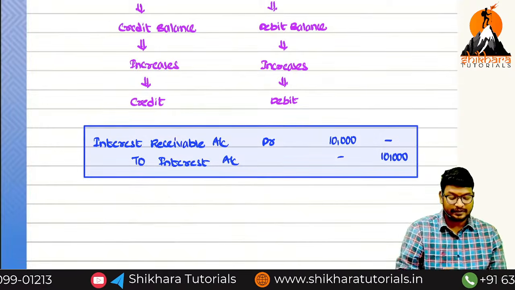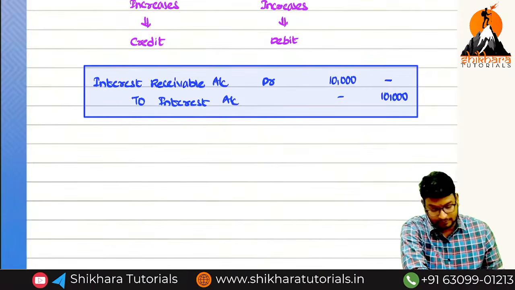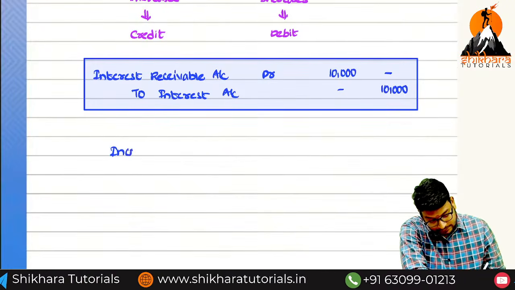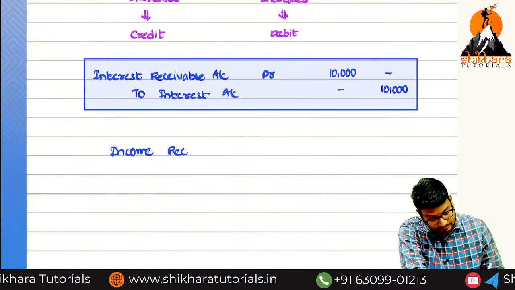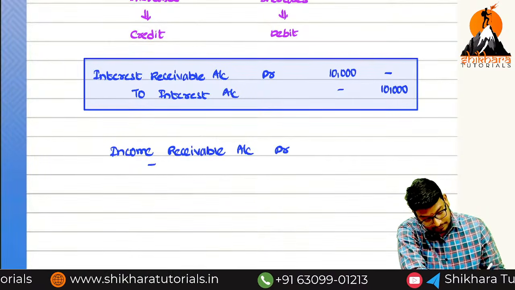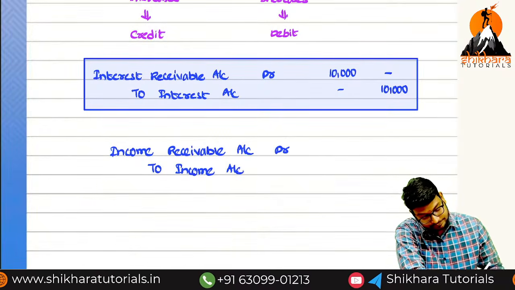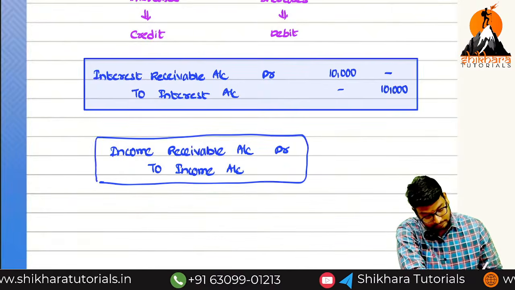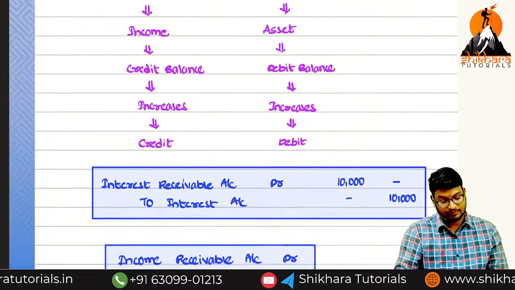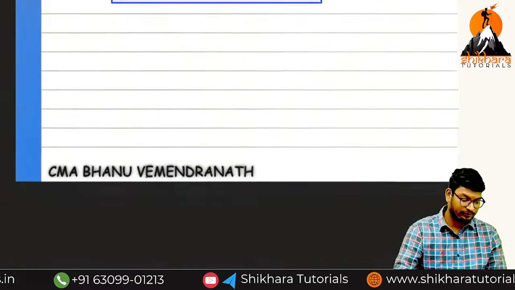In general, we can write the entry as income receivable account debited to income account. We have to substitute the word interest with income. So income receivable account debited to income account. Income receivable account debited to income account. Are there any doubts up to here? And next comes the special point, the fourth one.